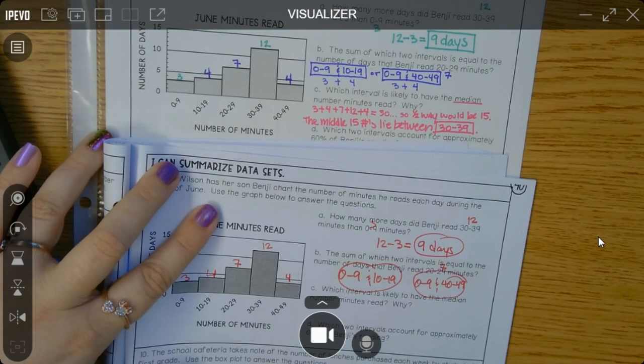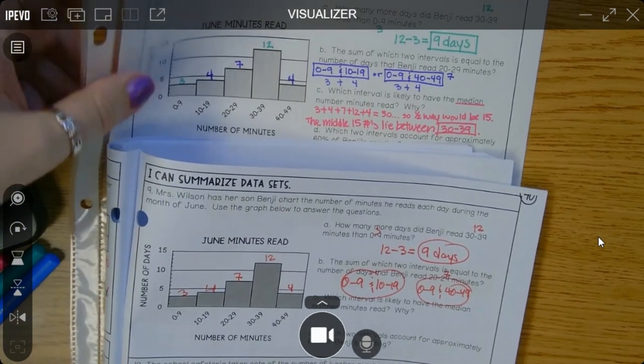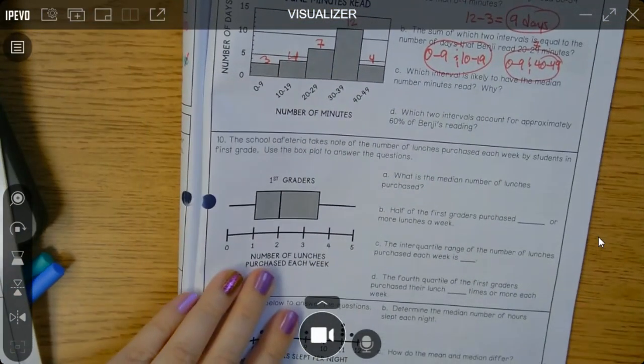Okay, the last section says which two intervals account for approximately 60%? Well, first of all, you need to figure out how much 60% is, right?